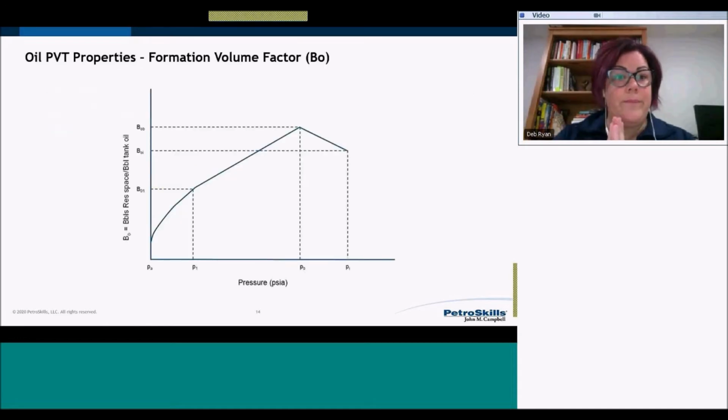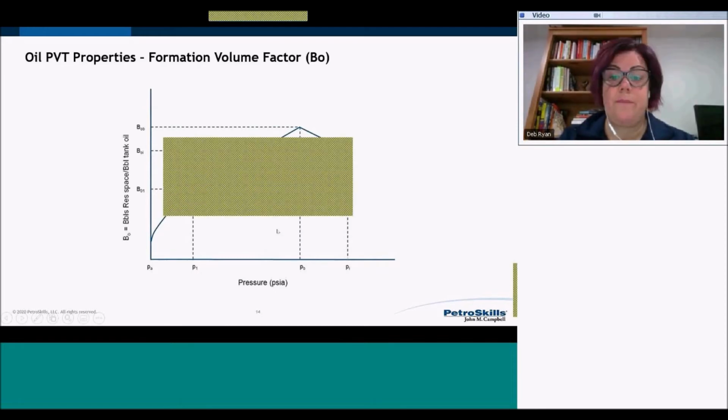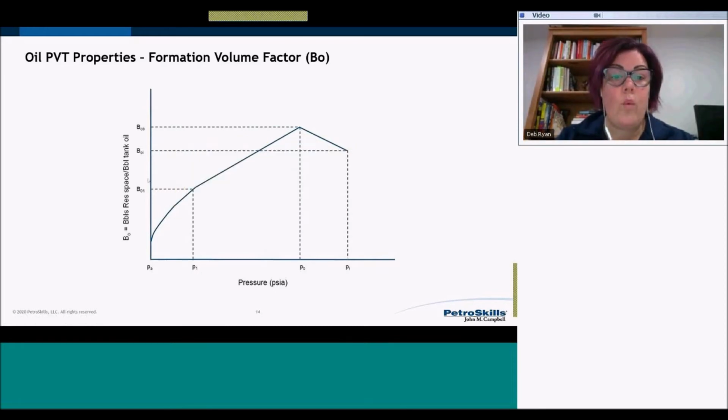So, formation volume factor. What we're looking at here is formation volume factor versus pressure, where this is our initial pressure, our bubble point pressure, and then just our pressure as we're producing our reservoir. Then on the y-axis here is our initial formation volume factor of oil. So formation volume factor of oil, BO, and then the I. The formation volume factor at the bubble point, and then again our formation volume factor at our producing pressure, P1.